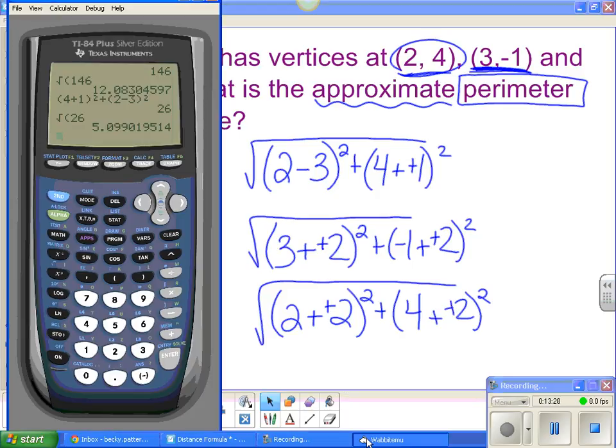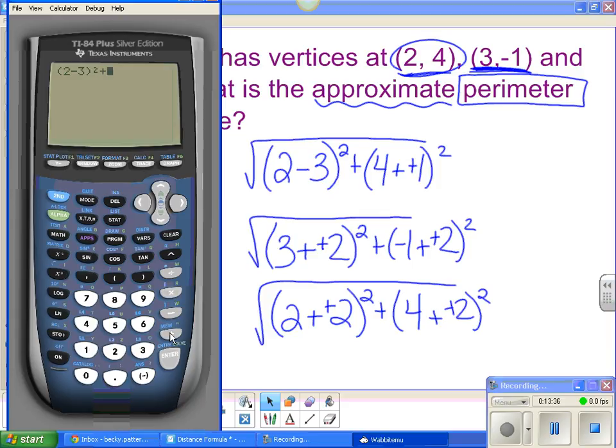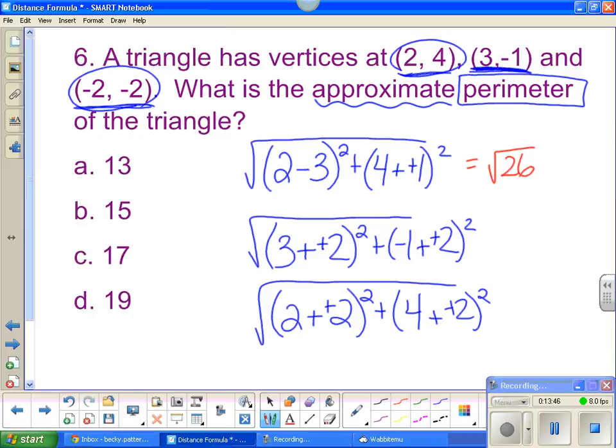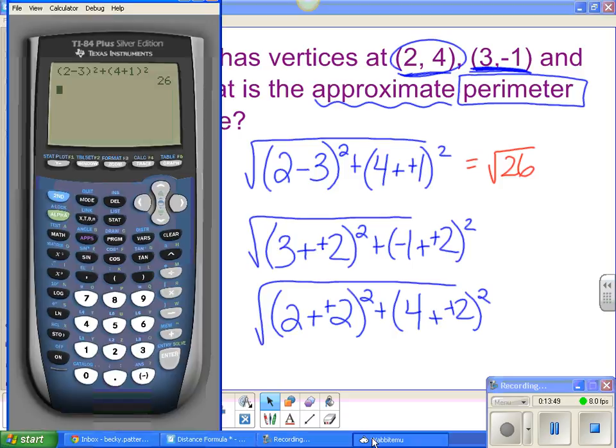And I grab my calculator and I start with parentheses on the first one. So 2 minus 3 squared plus 4 plus 1 squared gives me root 26. Okay. Then on my second one, 3 plus 2 squared plus negative 1 plus 2 squared. And that's also a root 26.